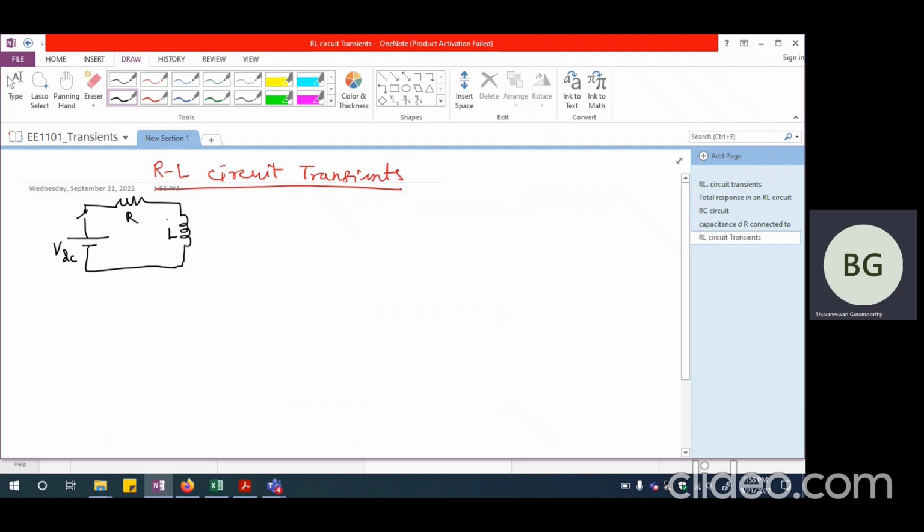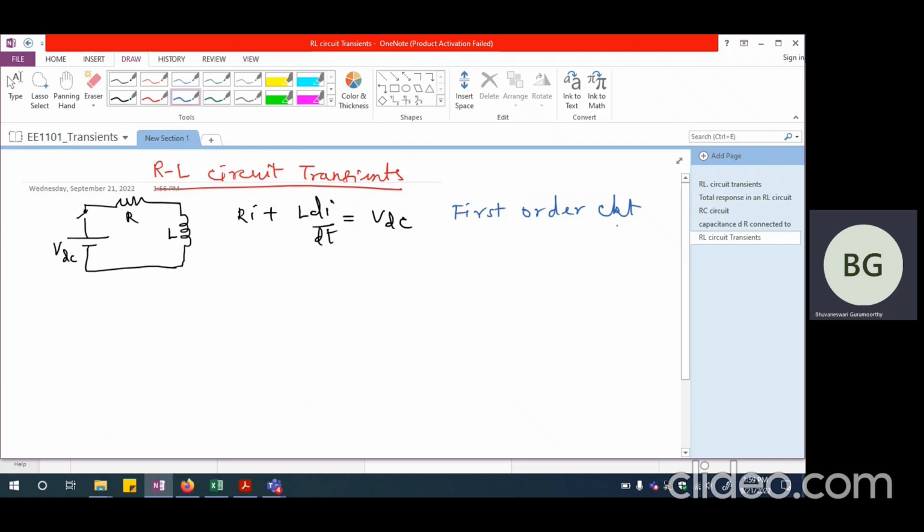In which case we said that Ri plus L di by dt equal to VDC. This is the governing equation. This is the first order differential equation. That is the reason why we generally call these kinds of RL circuit or RC circuit a first order circuit.